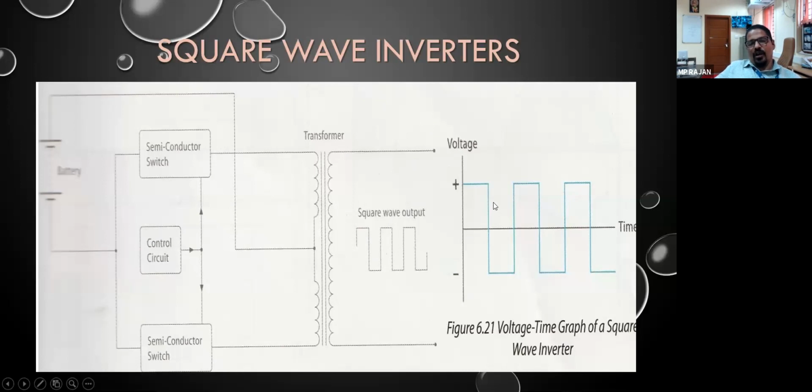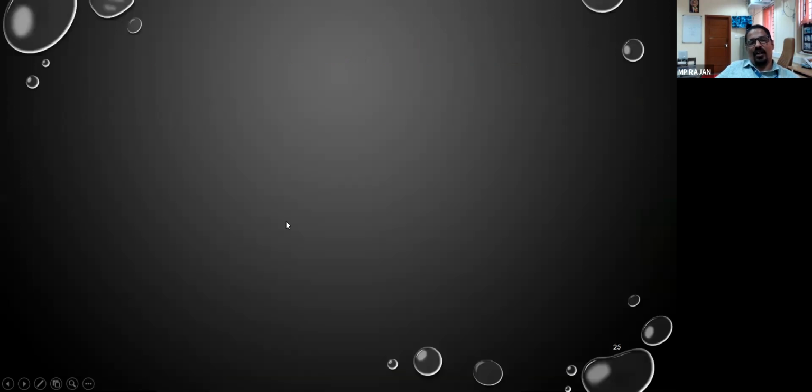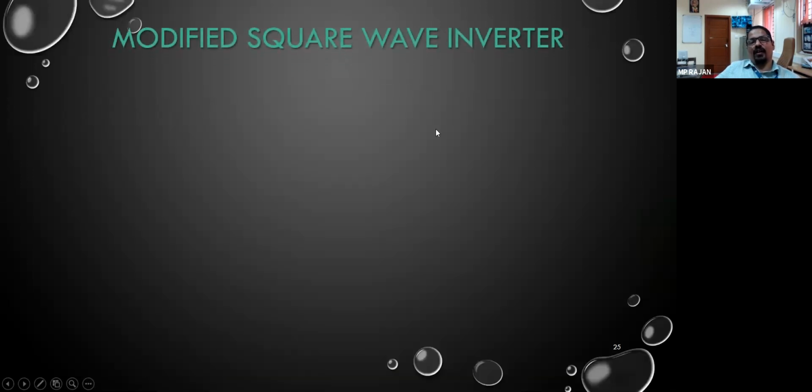Number two, your output is not controlled. Your input is not controlled as per the output. Output का कोई संबंधी नहीं है input का. तो आपका voltage से कोई control नहीं है. So let us see the modified square wave inverter.